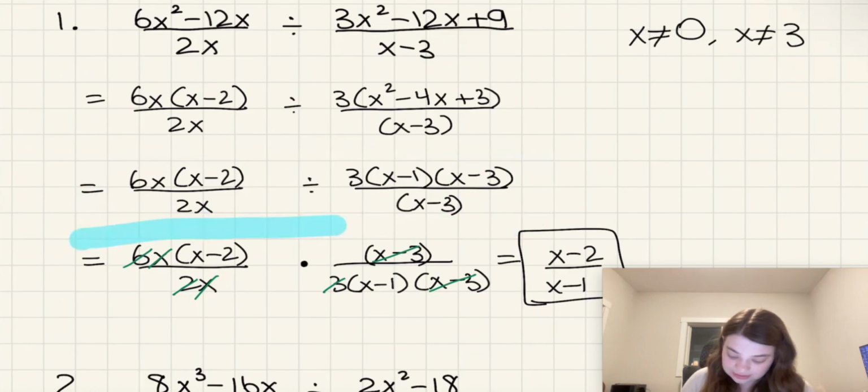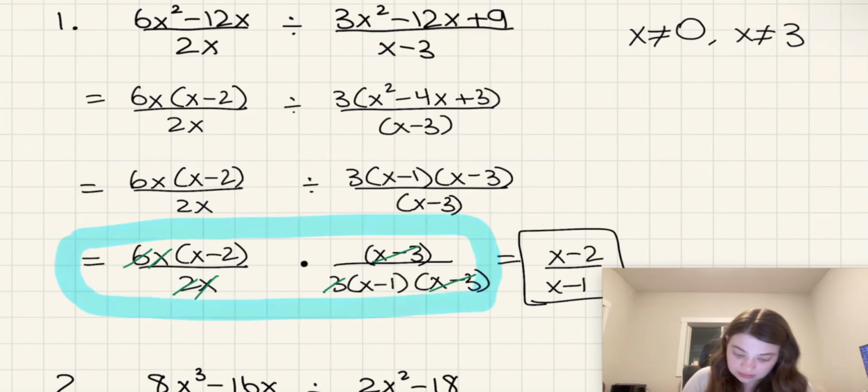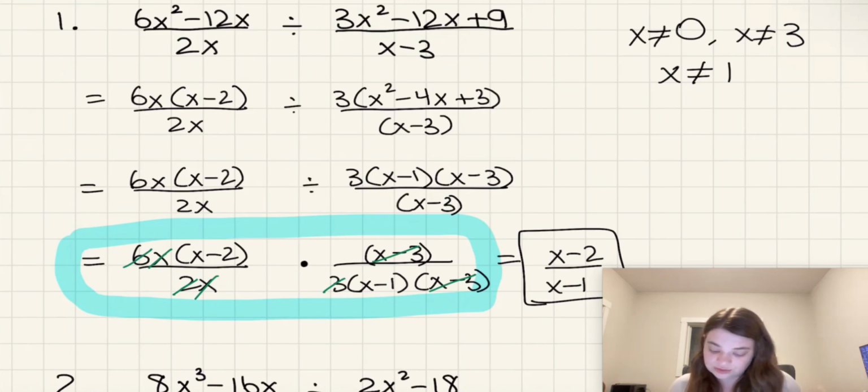Now I'm going to take a look at this next line here. And for this next line here, I notice that we also have that x cannot equal 1. If x is equal to 1, then we have a 0 in the denominator of our second one as well.